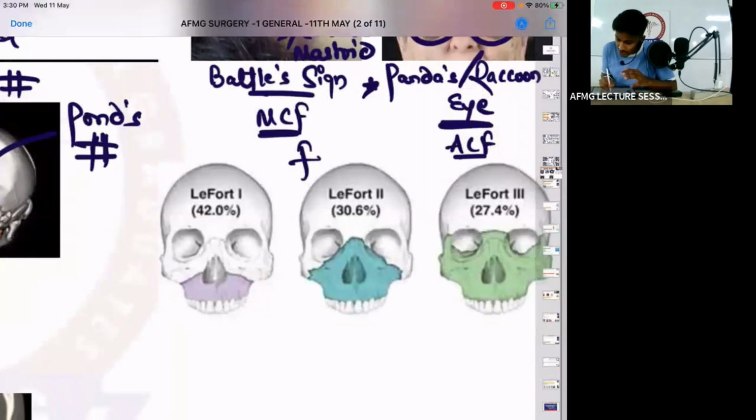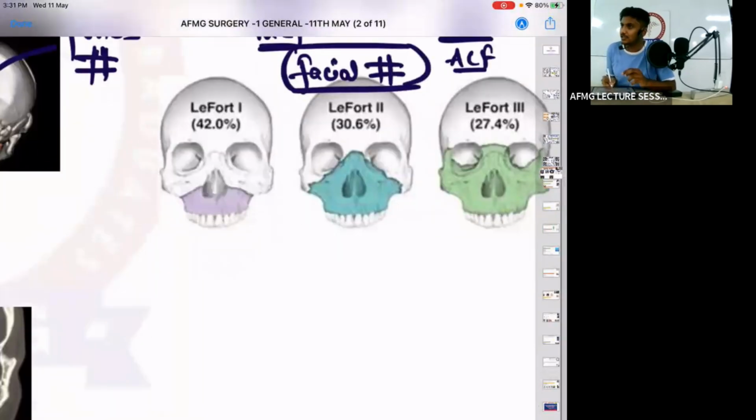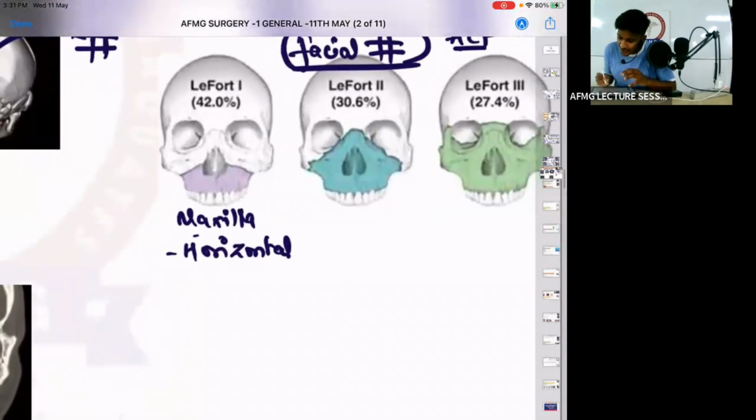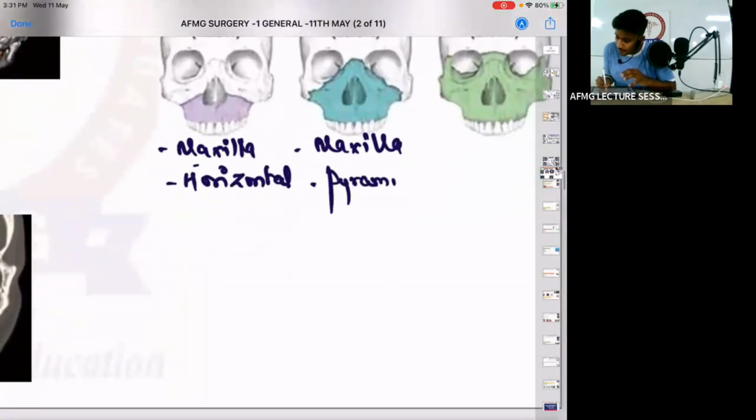Then if I talk about upper facial fractures, guys, ठीक है? So facial fractures की बात करो. These are called as La Forte fracture. ठीक है? So La Forte, if the fracture line passes via the maxilla. Second, here also the fracture line passes via the maxilla, but this time it is pyramidal. So it is a pyramidal fracture which involves the bridge of the nose.